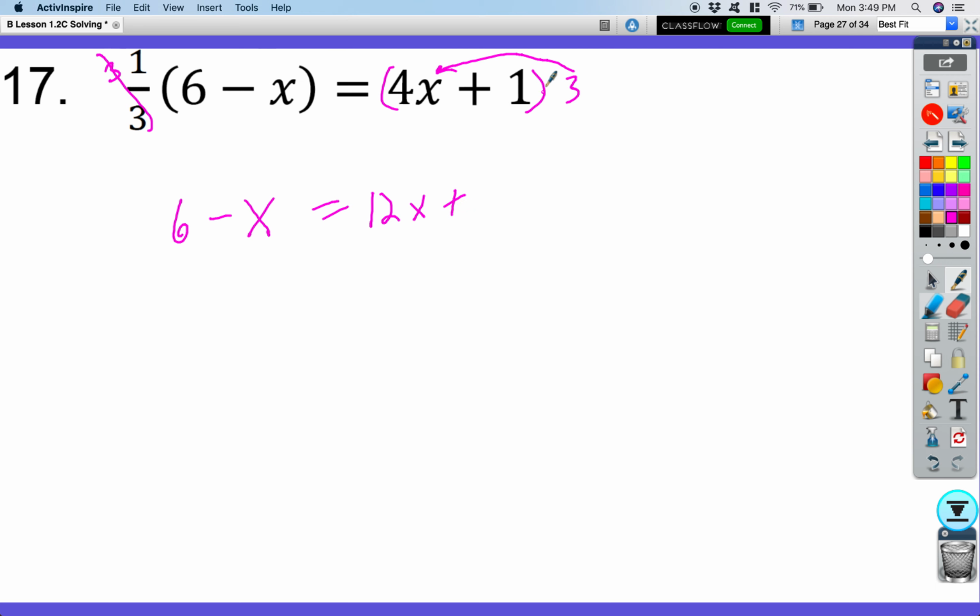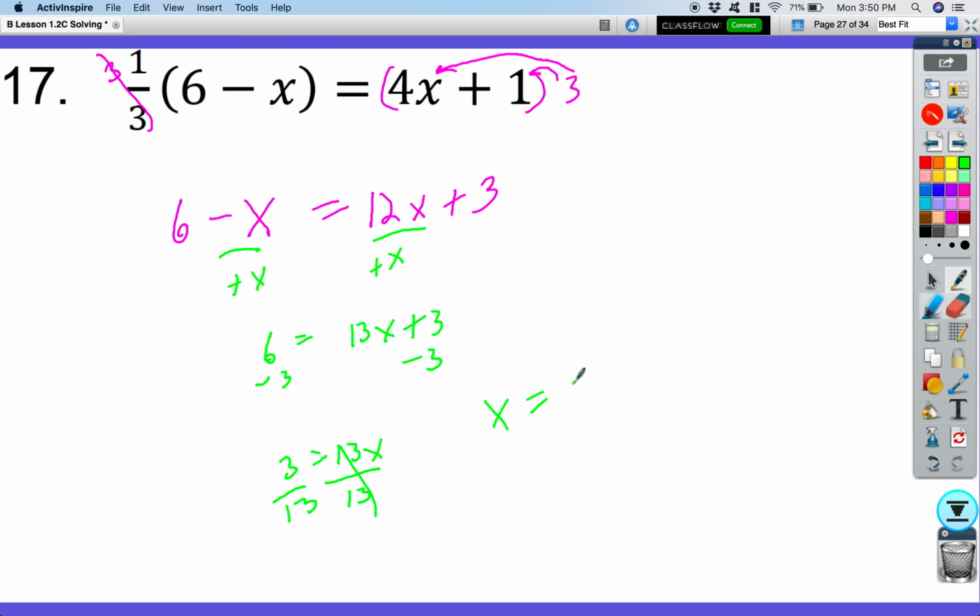12x plus 3. Now this one, you can see it will be one solution because I have -1x and 12x. So what I would do is add x onto both sides to get 6 is equal to 13x plus 3, minus 3 to get 3 equals 13x. And I would divide both sides by 13 to get x equals 3 over 13.